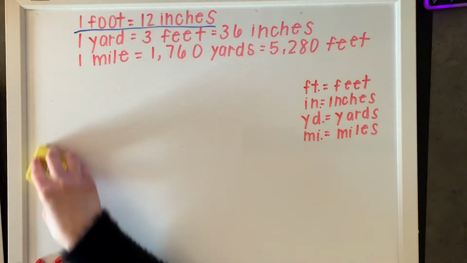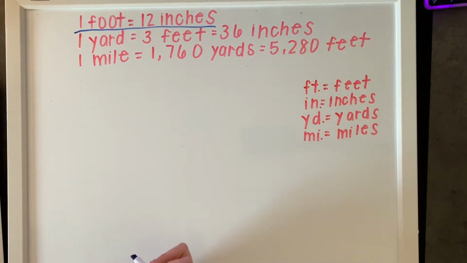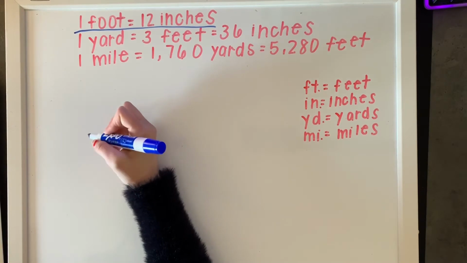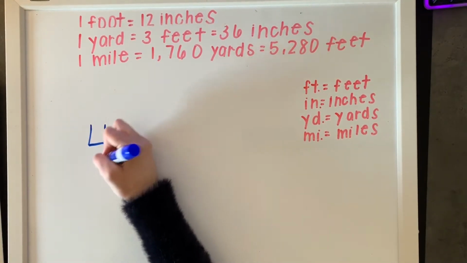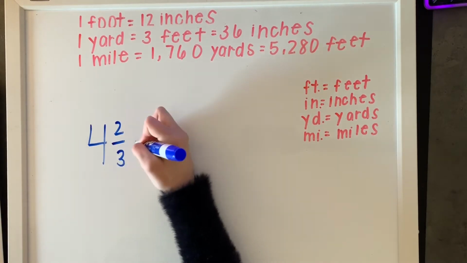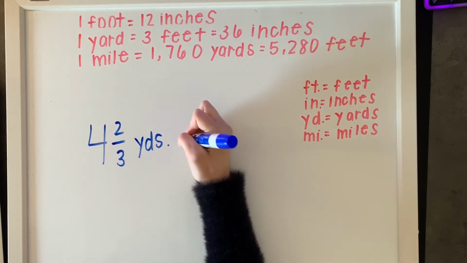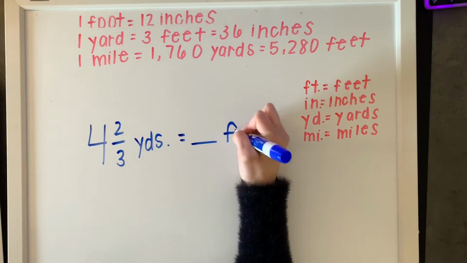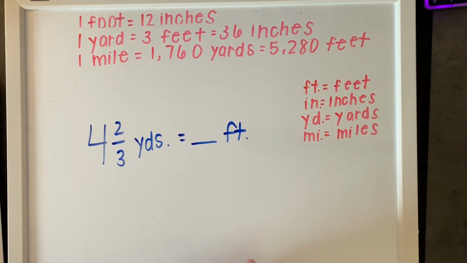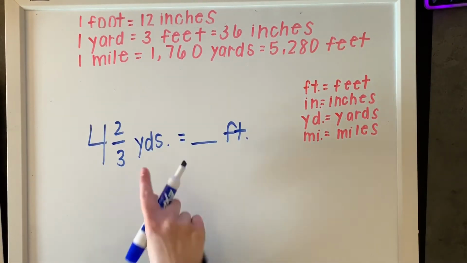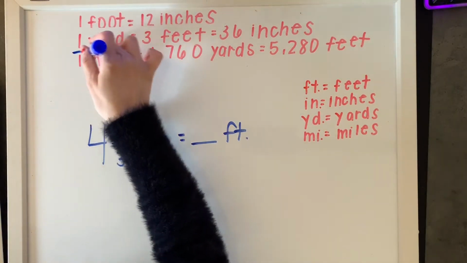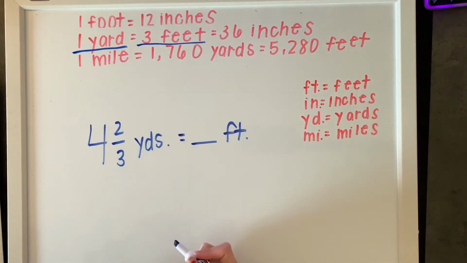On the practice buddy, they may also throw in a mixed number problem. So we have to think back to what we knew about fractions and mixed numbers. 4 2/3 yards equals blank feet. So our best bet is to break up this mixed number after we find what measurement fact will help us. So we need yards to feet. I see 1 yard equals 3 feet.